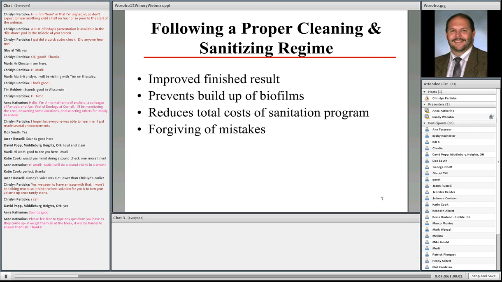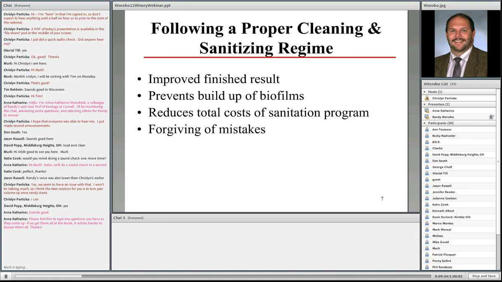The other benefit that's associated with a good cleaning and sanitizing program is that because you're doing it on a regular basis, you don't have the type of buildup of biofilms or even debris on the surfaces because you've been regularly cleaning and sanitizing. So it takes less of your cleaning and sanitizing chemicals to get to the point where you want to target.